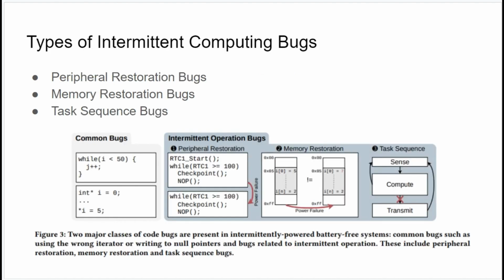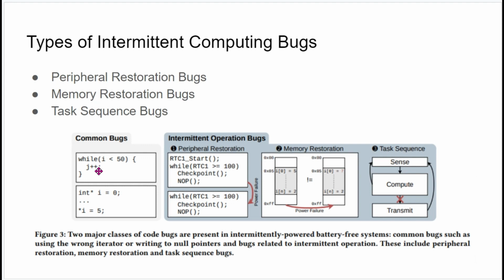So next, there are also different types of intermittent computing bugs and also non-intermittent computing bugs. And DIPS hopes to help out with both of these potential bugs. So one is common bugs. These are essentially bugs which you can find in any kind of system. So you can see here i is in the while condition, and then j is being incremented, so it's going to be an infinite loop. So basically not necessarily minor bugs, but common bugs outside of intermittent computing devices.